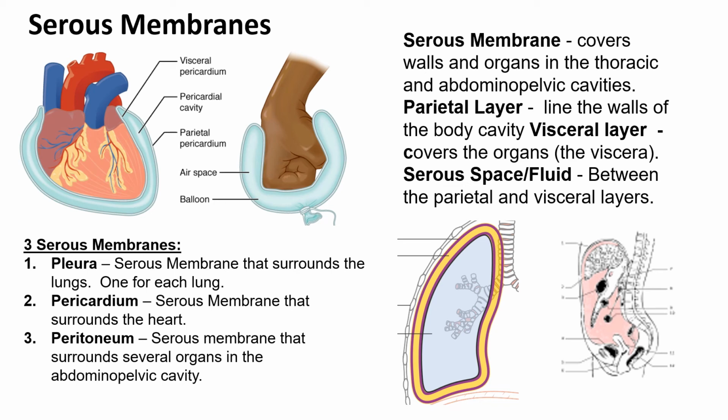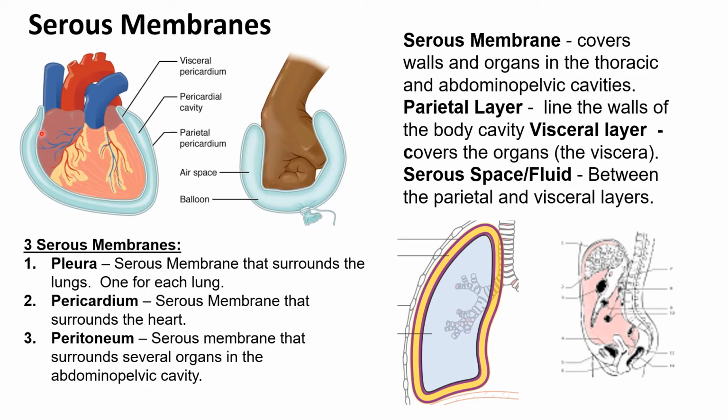In our thoracic and abdominal pelvic cavities, we have serous membranes. There are 3 serous membranes that exist in our body, but let me explain what serous membranes are. Serous membranes are double-layered membranes.